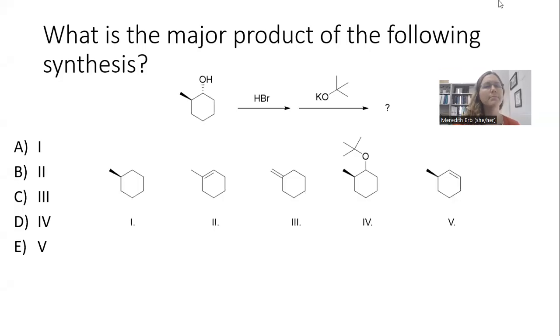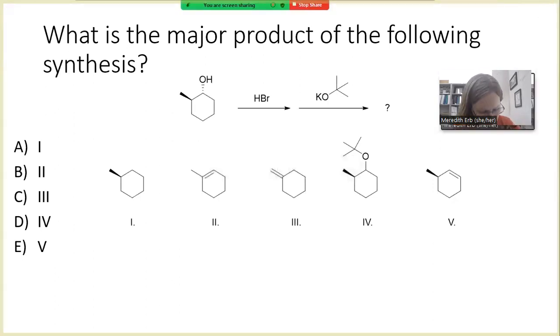The question says, what is the major product of the following synthesis? So we basically have a two-step reaction going on: one, reaction with HBr, and two, reaction with tert-butoxide. Our starting material is an alcohol. So let's consider what our options are as far as reactions. Our alcohol has a secondary alpha carbon, and the HBr is a strong acid.